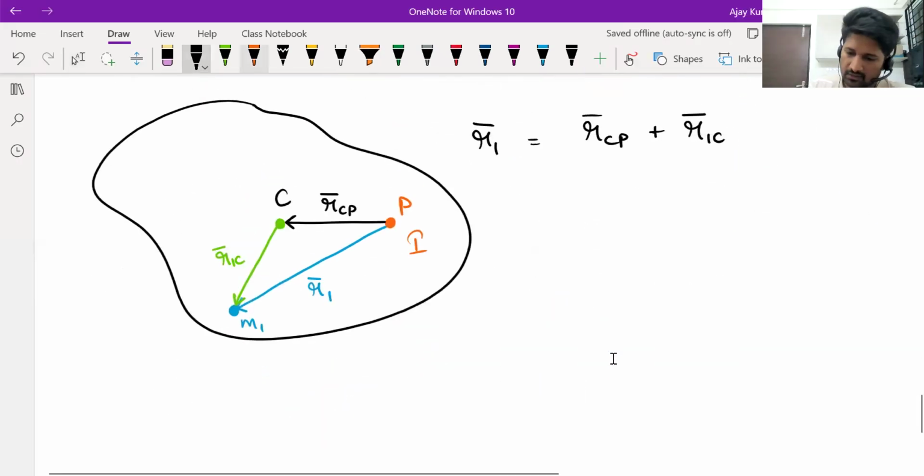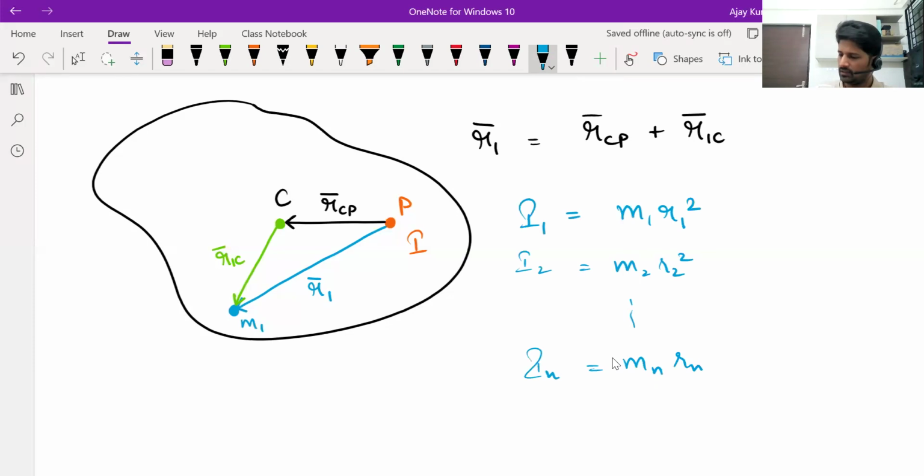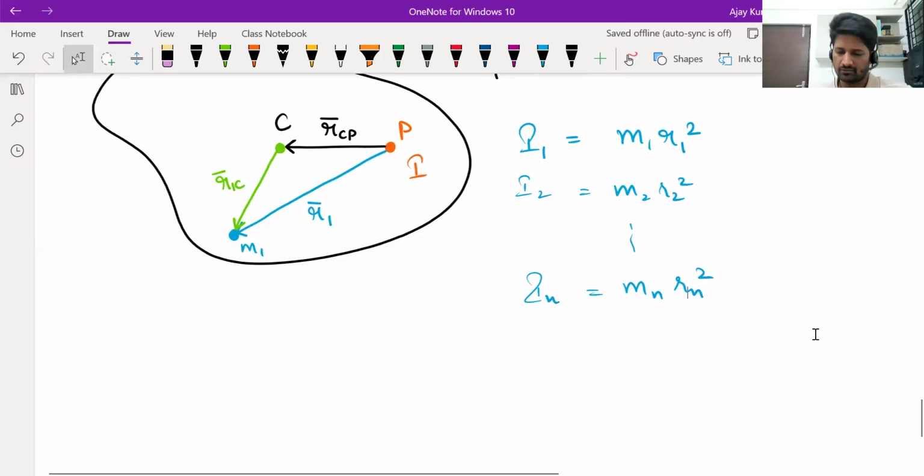Now, this particle m1 will contribute some moment of inertia I1. I1 is m1 r1 square. That's the basic formula for moment of inertia of a particle about a given axis. The particle m1 is at a distance r1 from the axis. Therefore, its moment of inertia will be m1 r1 square. Similarly, for other particles, I2 will be m2 r2 square and so on. I of the nth particle will be mn rn square, and we know this. But now we will use some ideas of vectors.